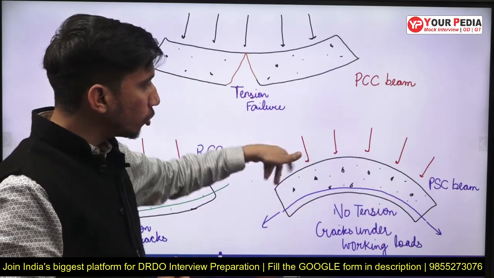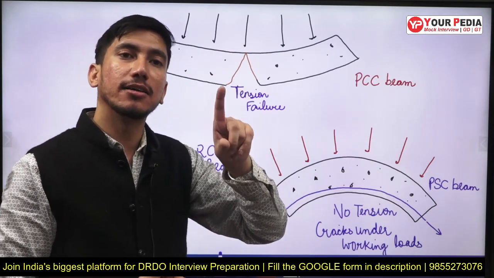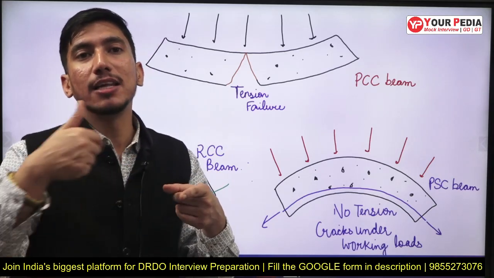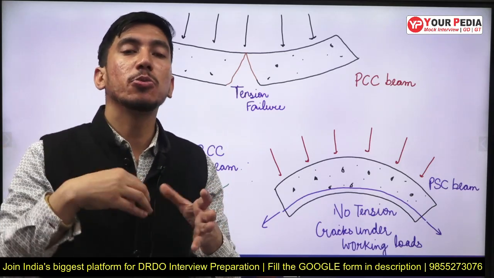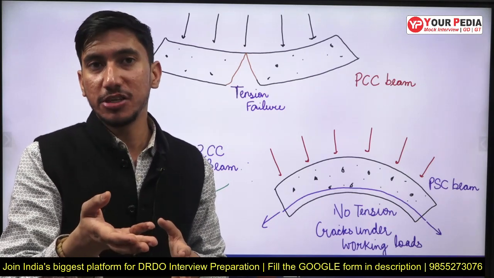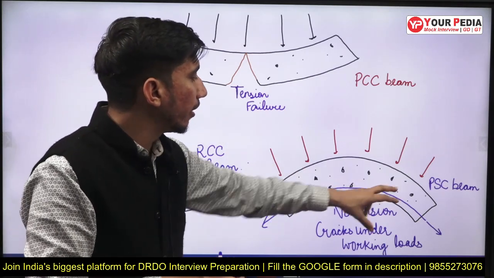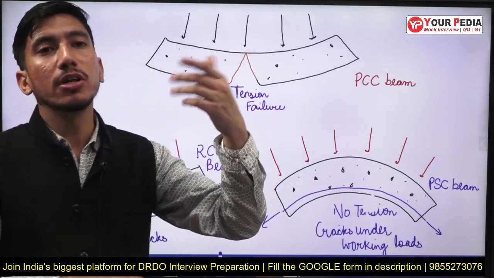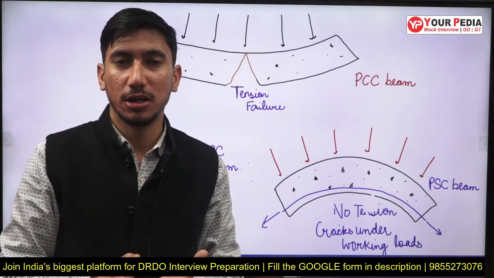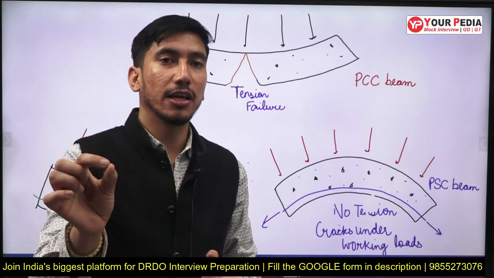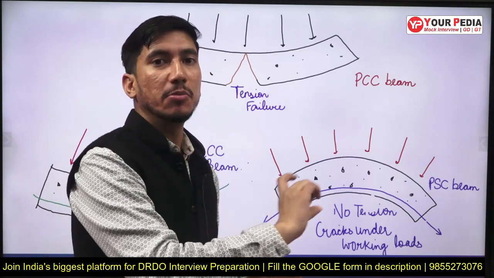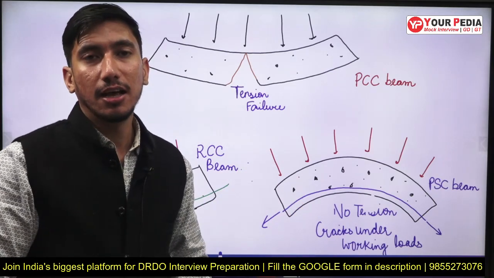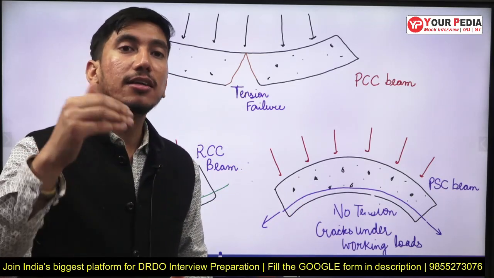And now when the actual load is applied, the tensile stresses which develop after the application of load will be cancelled out or balanced by the compressive stresses which we have introduced by pre-stressing. So there will be no tension crack in this member under the working loads. If the load is increased beyond a particular value, then obviously the tension will develop, but under the working loads, for whatever loads this beam is designed, there will be no tension crack. So this is a safer, better option for members under dynamic loading.